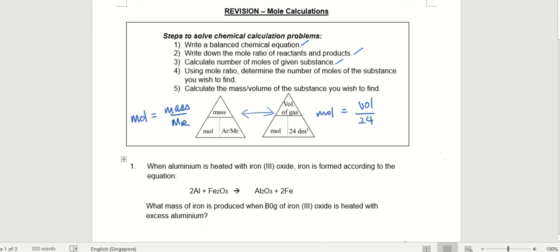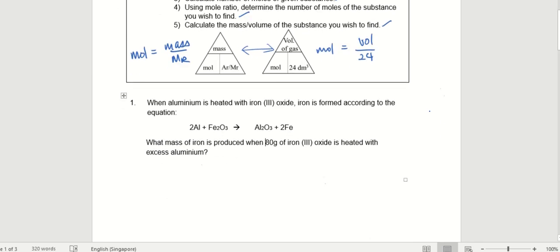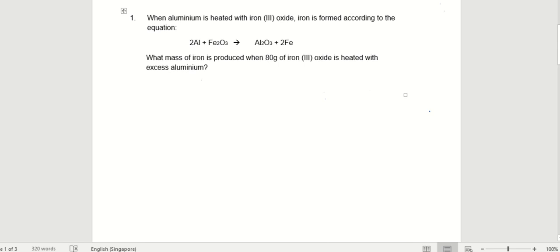Once you have calculated the number of moles of the given substance, you use the mole ratio to find the number of moles of the substance that you wish to find, or the unknown. And once you know the moles of the unknown, you can always calculate the mass or the volume of the unknown substance. So let's see how we can use those steps to solve a problem involving chemical calculation. Let's take a look at our first problem.